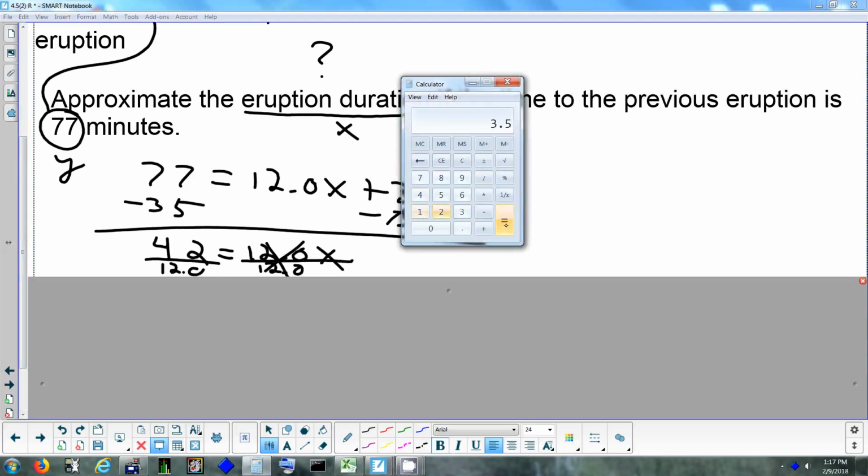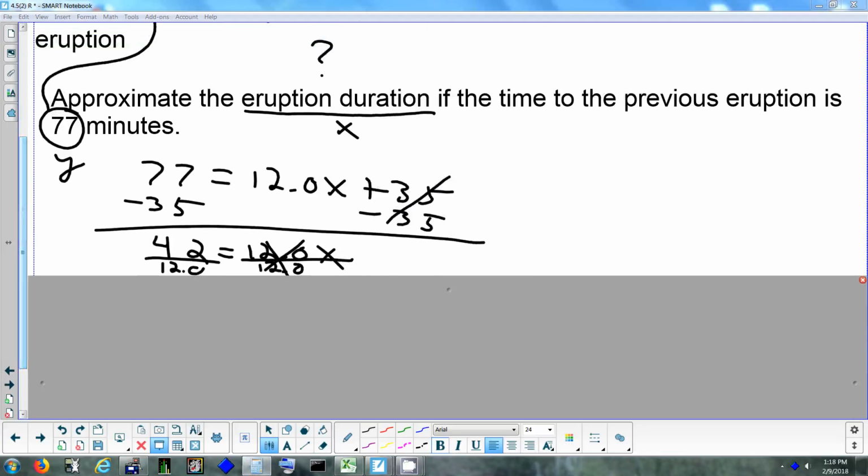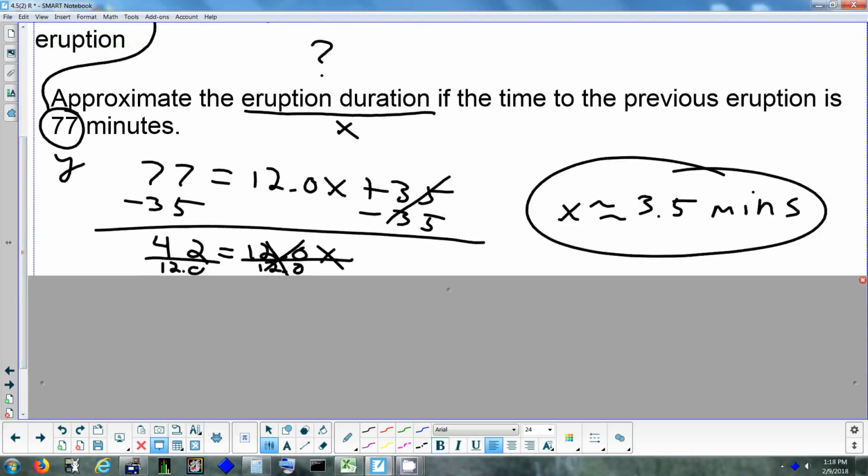Yep. So x is 3.5. So what does that mean, guys? That x is 3.5. Okay, but what is x? 3.5 minutes. 3.5 minutes until the next eruption. Not until the next eruption. For how long? Exactly. It's going to last 3.5 minutes. Duration is how long.